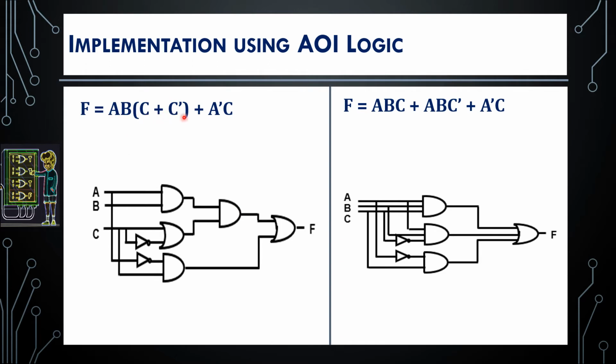AB into C plus C bar, right? So this is C plus C bar, this is AB, so AB into C plus C bar. That is the output of this AND gate. Then this one is to implement A bar C. So this A bar C plus AB into C plus C bar, with the help of this OR gate, we'll be getting this final expression. Then in this case, ABC plus ABC bar plus A bar C is connected to an OR gate to produce the F.